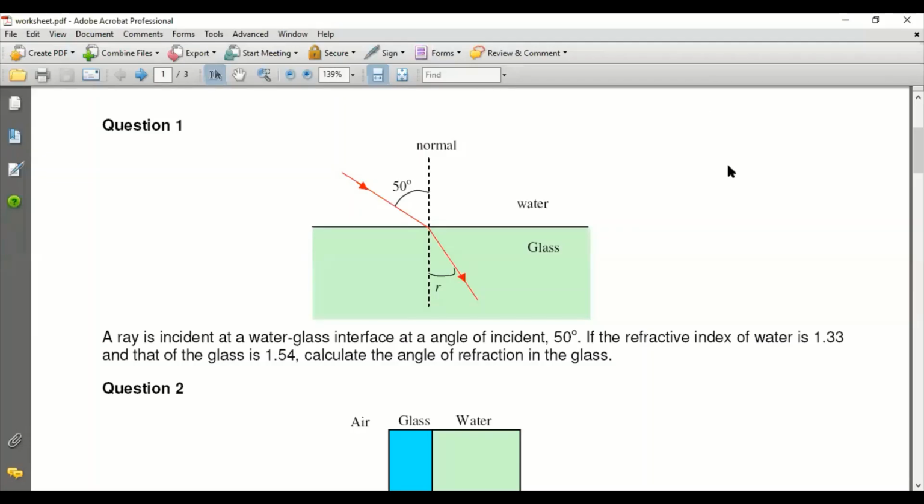Sorry, just now I forgot to share the screen. So this is the question for today's lesson, question number 1.